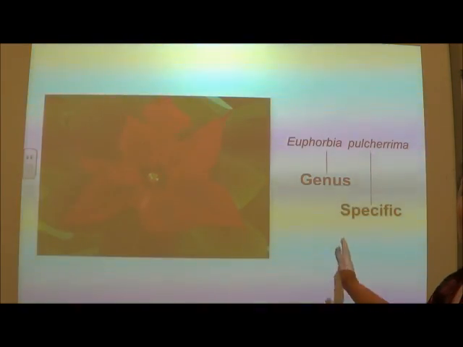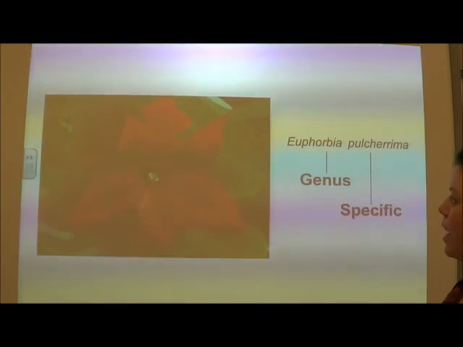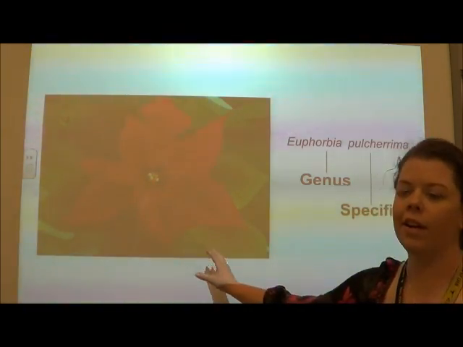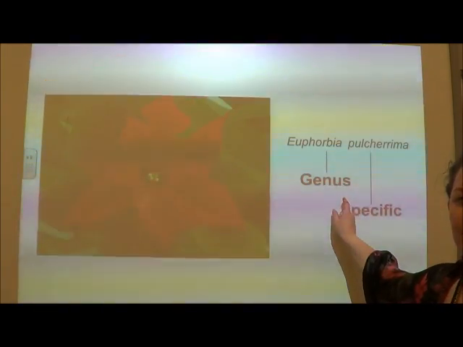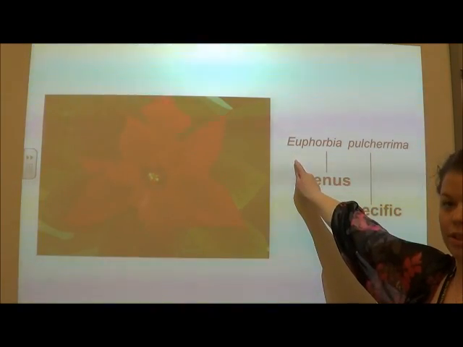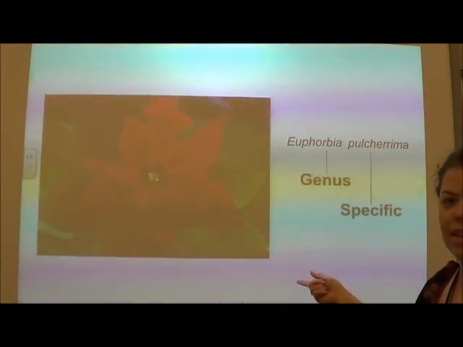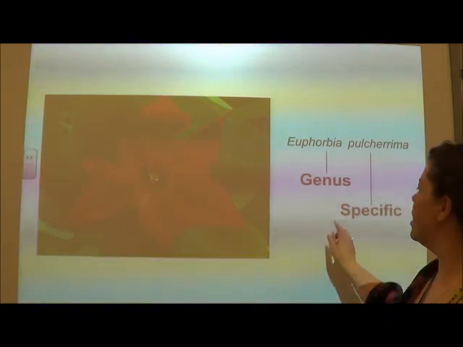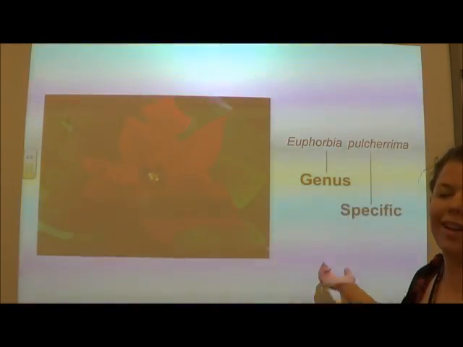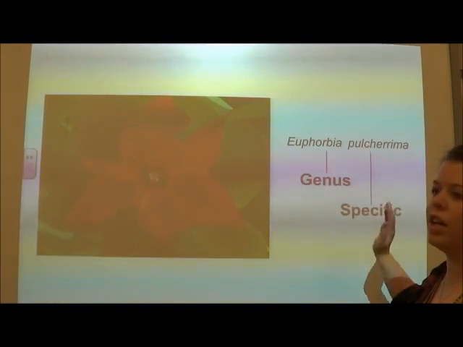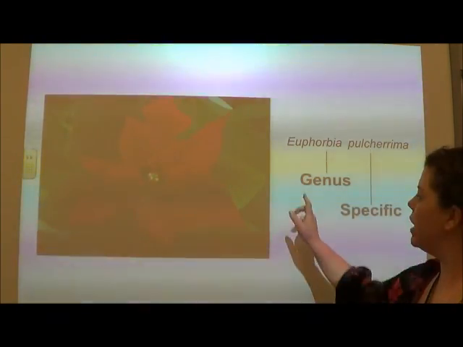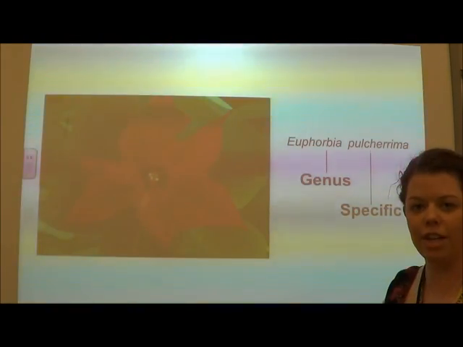So when we are writing a scientific name, let's say we're going to name this plant right here. We're going to put the genus name first, capitalized, and then put our species name second, hence the S for second, and it's going to be all lowercase, okay? Easy so far. Genus goes first, species goes second, only capitalize the first letter in genus.